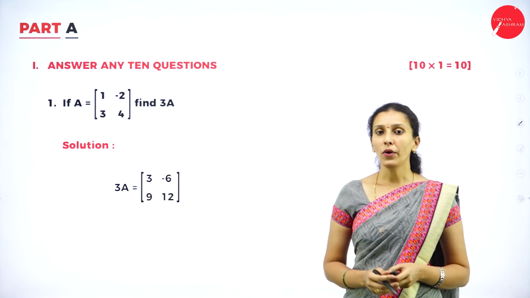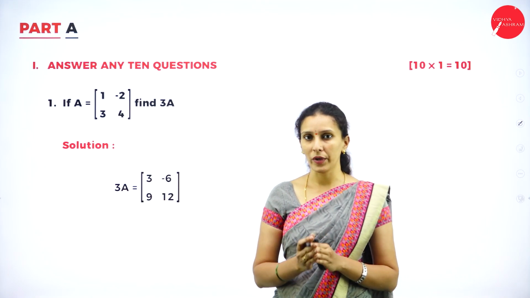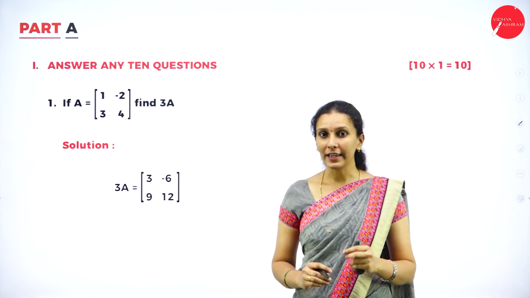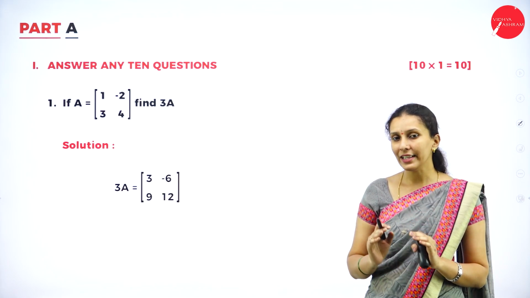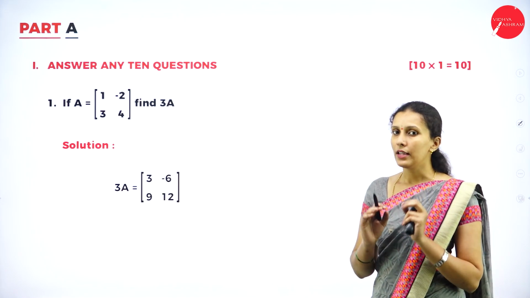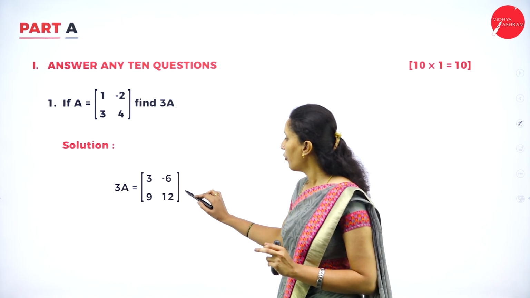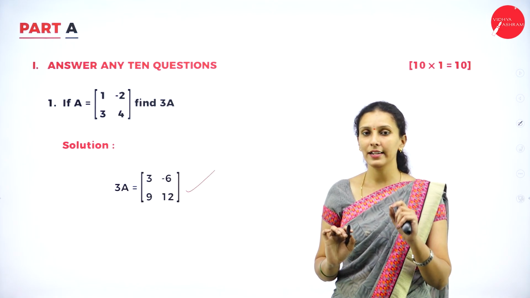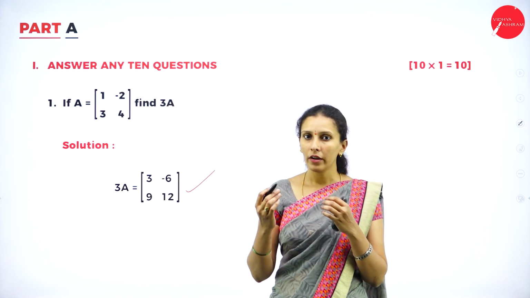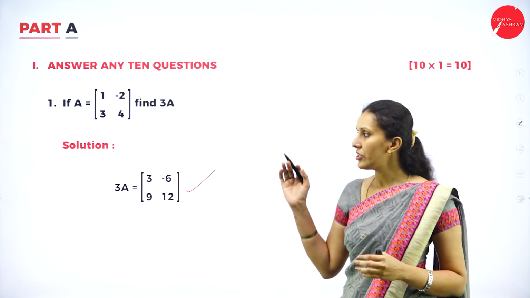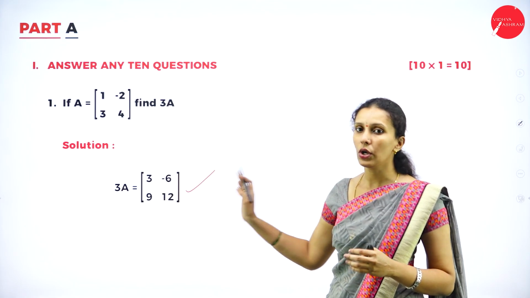So let's see now how to attend part A questions. Part A questions contain very simple mathematical problems from each chapter. So here the marks will be given for the correct answer. Hence, no steps are needed. You can just evaluate or find the answer. Just write the answer according to the question number.